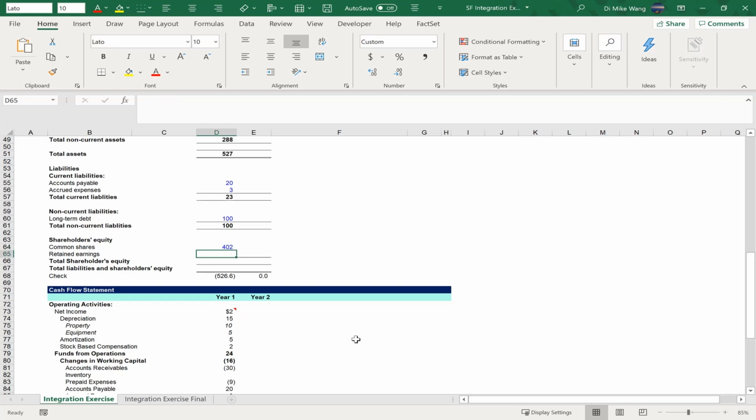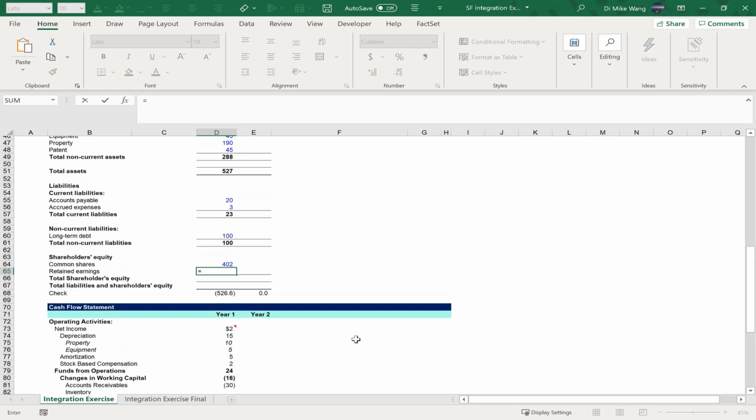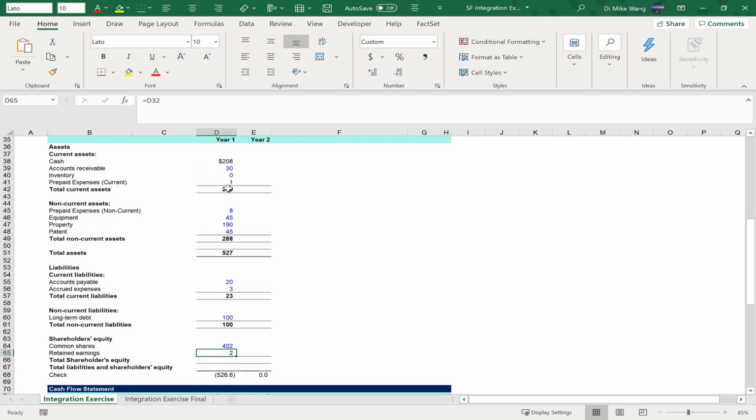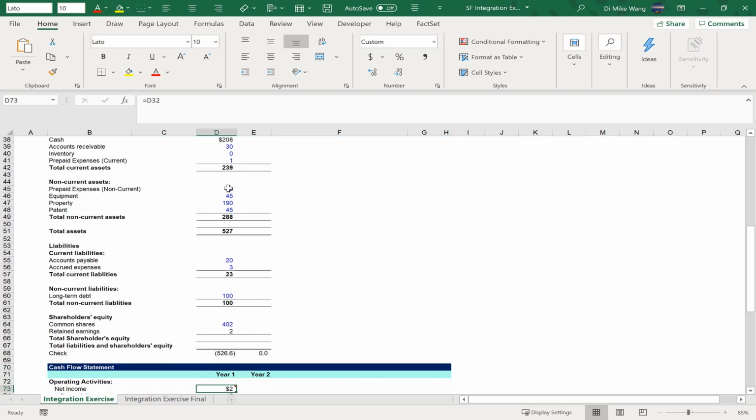Okay, so retained earnings is going to be just our net income number because this is year 1 and in year 0 there was 0 retained earnings. Okay, so total shareholders' equity is going to be the sum of these two. Total liabilities and shareholders' equity is going to be shareholders' equity plus our 2 liabilities numbers. So total current liabilities and total non-current liabilities.